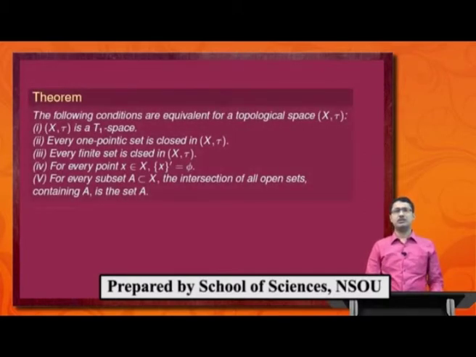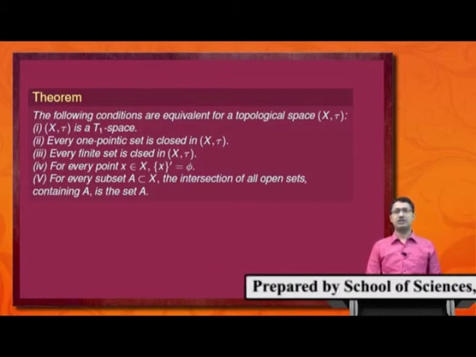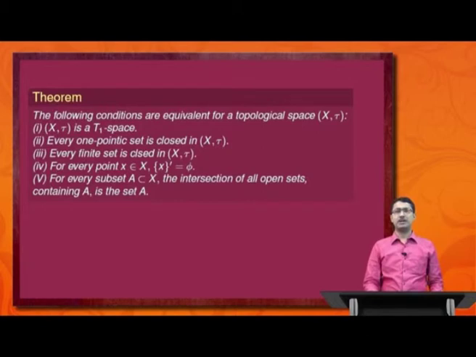Next theorem: the following conditions are equivalent for a topological space (X, τ). Condition 1: (X, τ) is a T1 space. It is equivalent to: every one-point set is closed in (X, τ); every finite set is closed in (X, τ); for every point x belonging to X, the set of all limit points of the one-point set {x} is equal to φ; and for every subset A of X, the intersection of all open sets containing A is the set A.